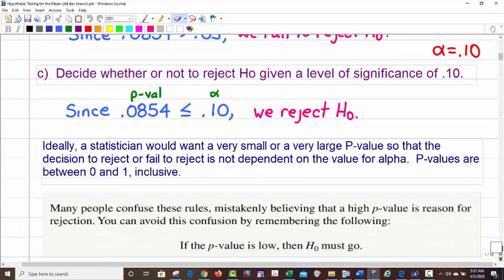Now this p-value would probably drive a statistician kind of nutty, because you hate for it to be totally dependent on what the alpha is, especially if they're looking for a reject. If they're looking for a reject, they want this p-value to be really, really small. Or if it turns out not to be reject, you want it to be a little bit larger than what we got even, because that way you would clearly not reject.